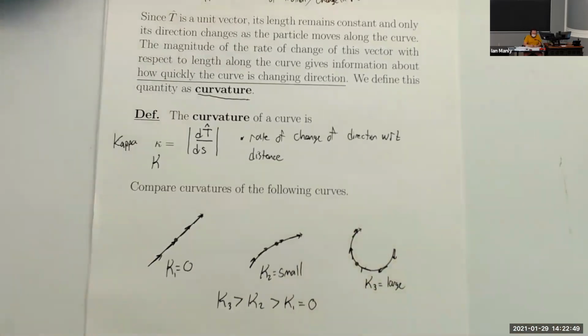Well, sometimes, yeah, kappa can be undefined. Yeah, we'll see a formula later where kappa can be undefined, where it's like twisting infinitely fast. Yeah, that is possible.